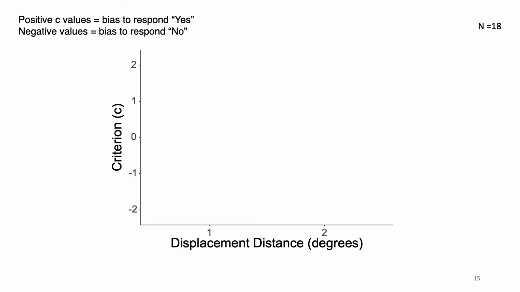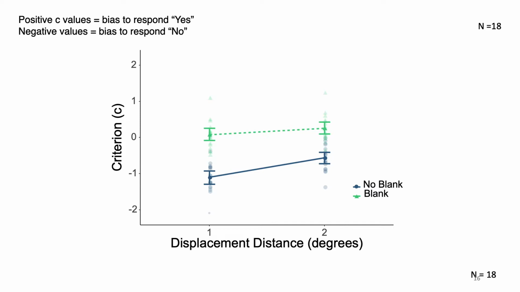We can also look at participants' criterion or response bias. The way that we calculated criterion, positive values mean that participants were biased to respond yes, the square moved, and negative values mean that participants were biased to respond no, it did not move. So without a post-saccade blank, participants were significantly biased to respond that the target did not move relative to the blank condition.